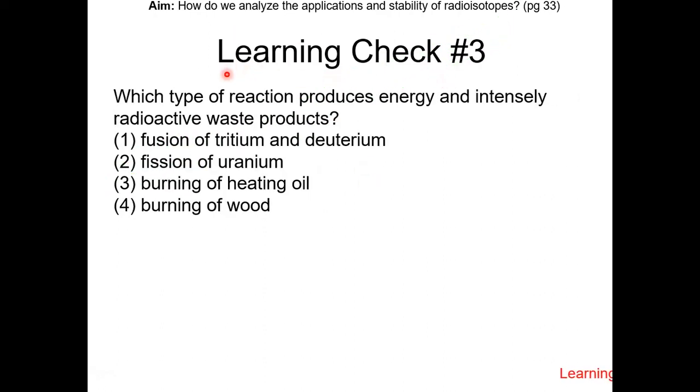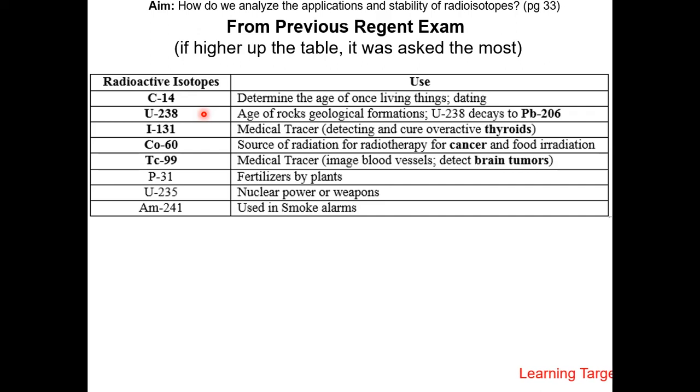Learning check number 3. Which type of reaction produces energy and intensely radioactive waste products? Pause the video and resume when completed. The answer is choice 2, fission of uranium. Fission produces radioactive waste. Fusion does not. Here's a table of radioisotopes and their applications that were asked on the Regents exam before. If it's higher up on the table, it was asked the most. The ones that are bolded are more likely to be asked than the ones that are not.